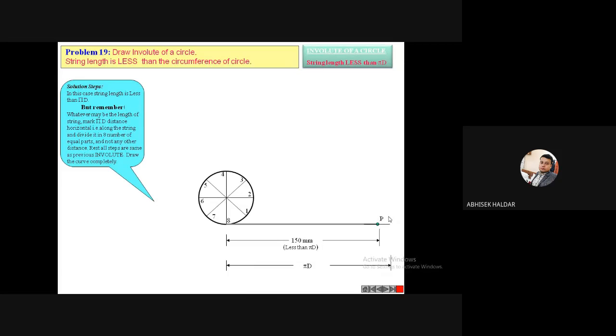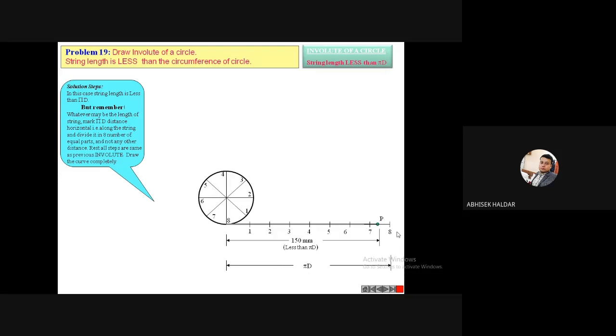So the values are not given. You can take any particular example to calculate the values. So pi d here is greater than string length basically. So which length I will divide into 8 equal parts? Who can tell me for this case? Pi d length. Always remember, don't divide this 150 millimeter into 8 equal parts, because that is the string length. Whatever the length you will divide into 8 equal parts, that is your pi d length. So you can see here also 8 equal parts has been divided for this pi d length.